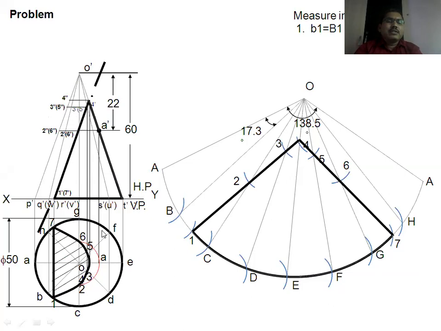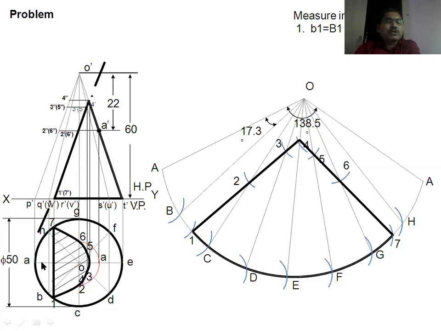Similarly 3' and 5', these are on the O' S' and O' U' generators, and 4' point is on the extreme left, extreme right generator. So all these, how many points? 7 points are marked on the intersection of the generator as well as the base. Now you transfer this point 1' here on the base 1, 7' here on the base 7. Then 2' and 6' you cannot transfer directly, because they are on the vertical generator. So transfer this here to the left side, 2'' and 6''.